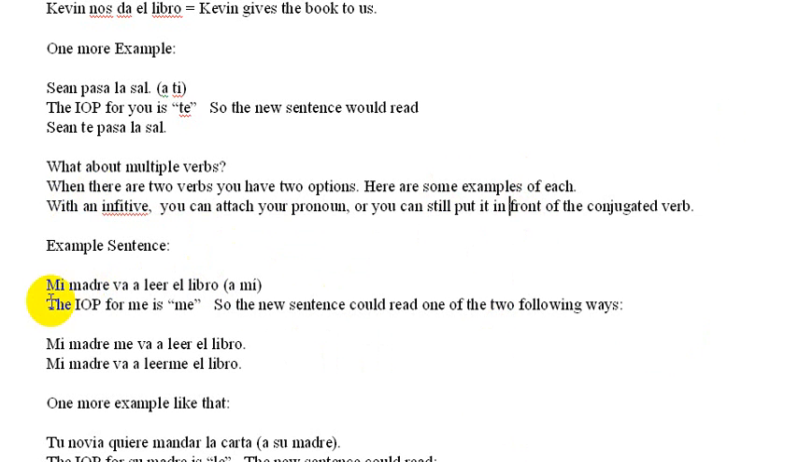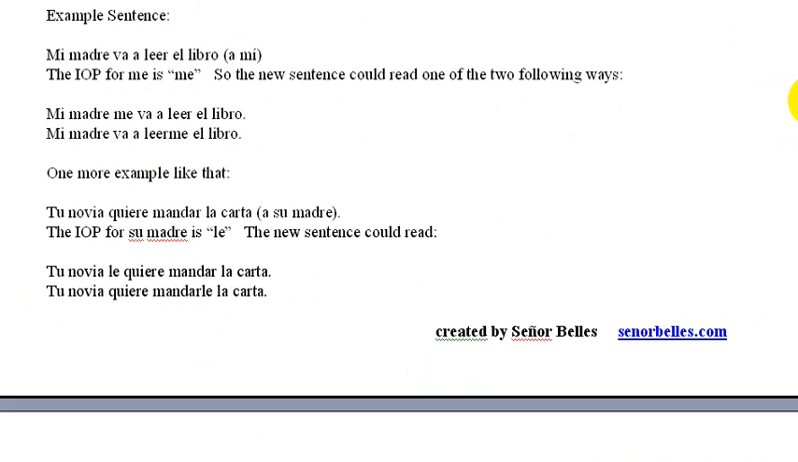Let's see, example sentence. Mi madre va a leer el libro a mí. So my mom is going to read the book to me. So to me can change to the pronoun me. Now let's go with the first option, which is you can put it in front of your conjugated verb, which in this sentence is the verb ir, conjugated to va. So my new sentence could read, Mi madre me va a leer el libro. So my mom is going to read me the book, or she's going to read the book to me, whichever one.